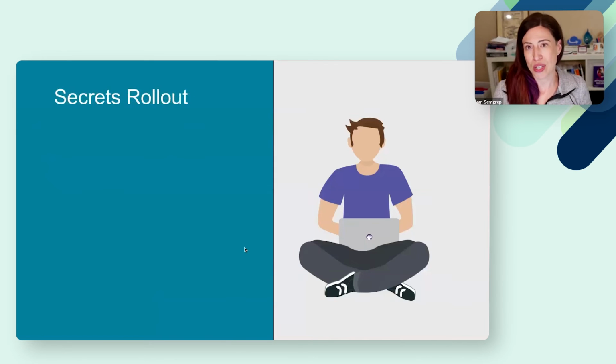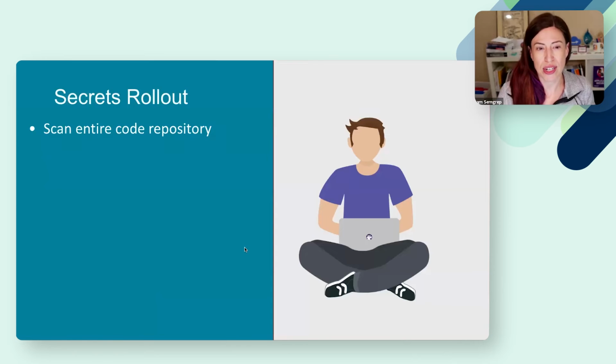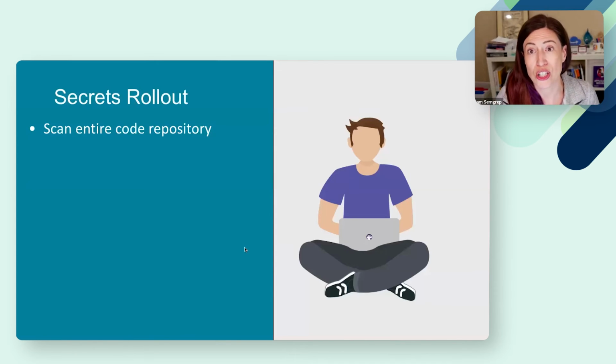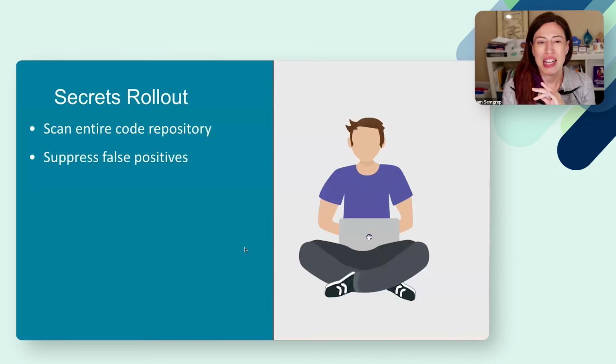So secrets rollout. If you are going to start scanning for secrets, I like to scan the entire code repository. If you have an intern or a co-op student or a junior person, this is a great task for them because it's very high value. If they find a single secret, they just helped you so much. And it's boring. At first it's exciting, and then after a day or two, you're like... So it scans the entire code repository, you find all of them, and suppress false positives.